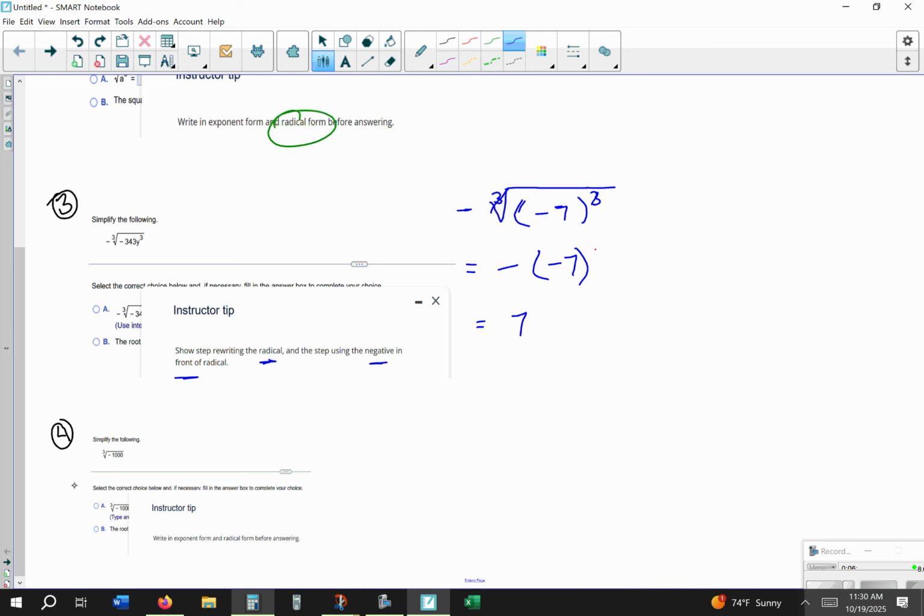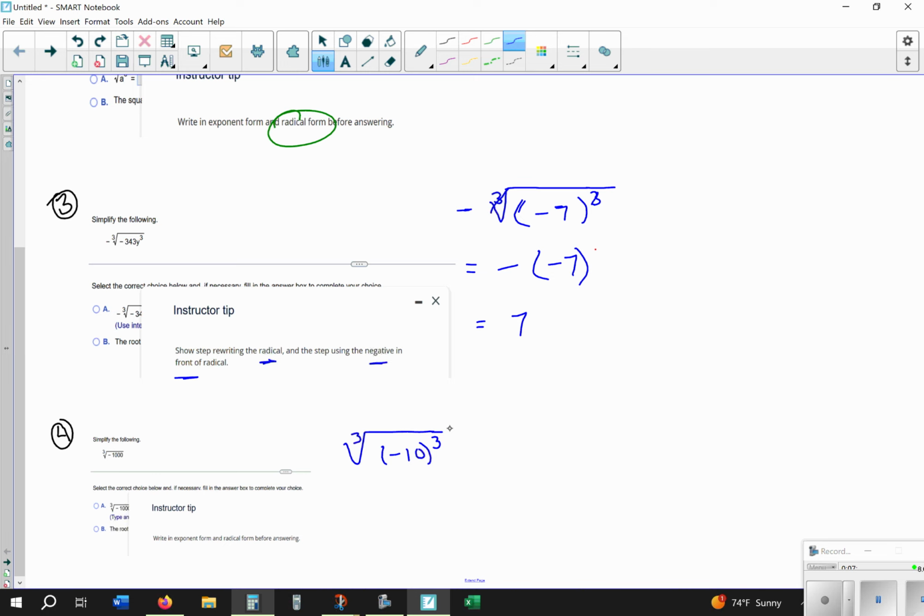All right, question 4. Question 4 says, again, do radical and exponent form. So we're going to first rewrite our problem. So we're ready to do both. The cube root of -1000 would be -10.